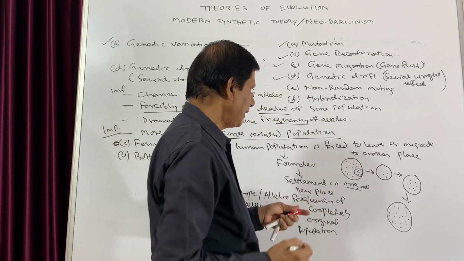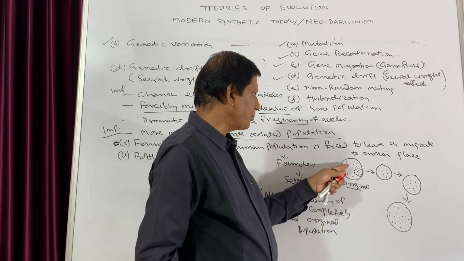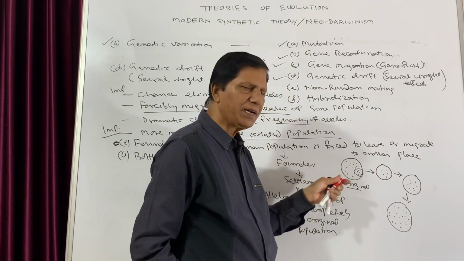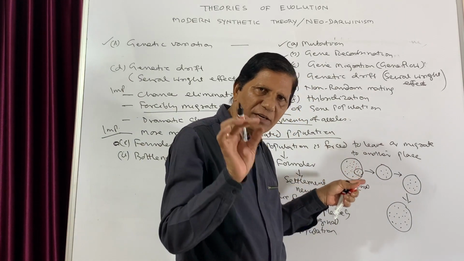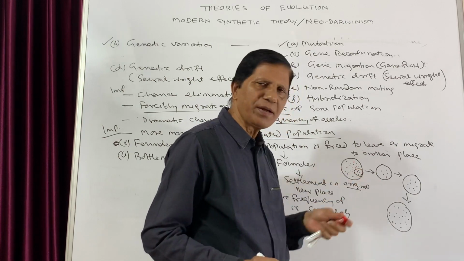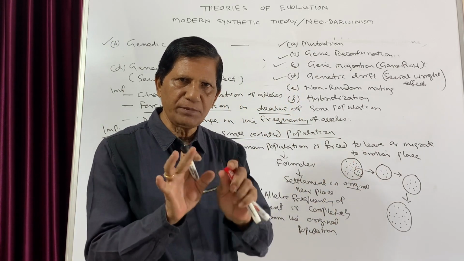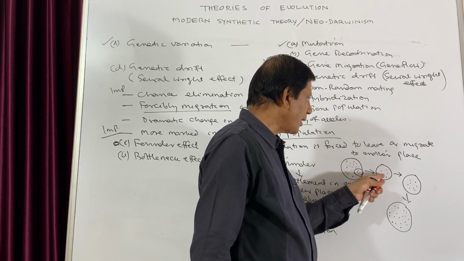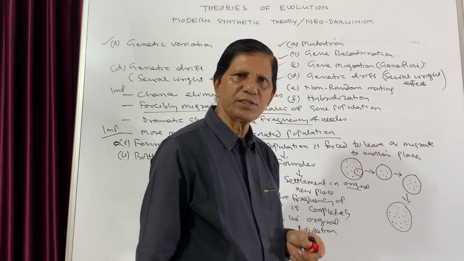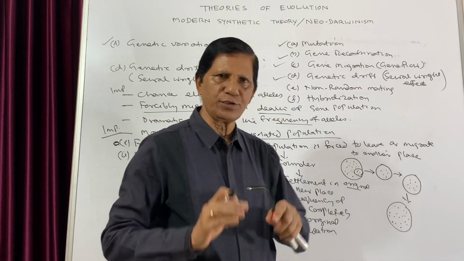That means, see, in the original population, both black and red colors are there. But a part of the population, designated only by black dots, is forced to leave that place. So now, suppose 4 people or 4 individuals have come to this place. They are known as the founders.